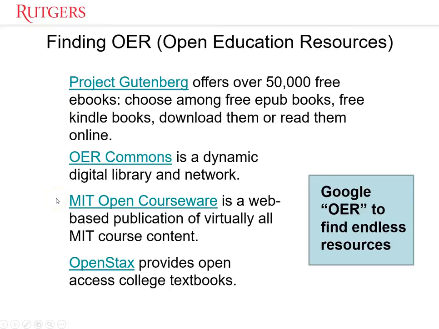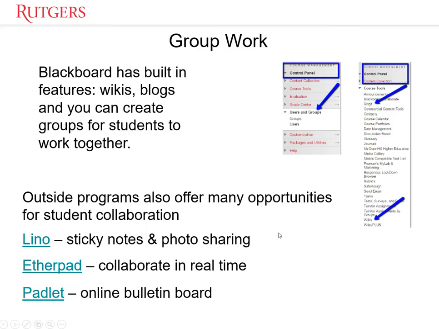I like MIT OpenCourseWare. They've been doing this for over a decade at least too. They have MIT course content basically put up online and free for anybody to look at and use. OpenStax also has access to different college textbooks. You just simply have to Google OER and you'll start finding a lot of resources.